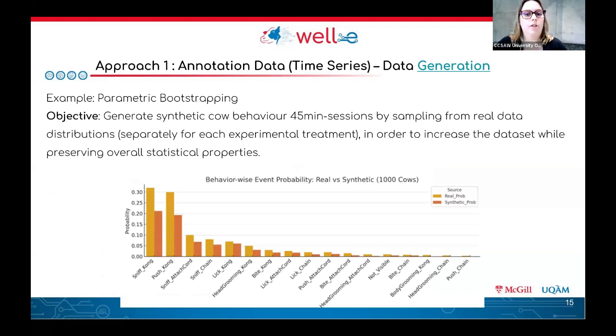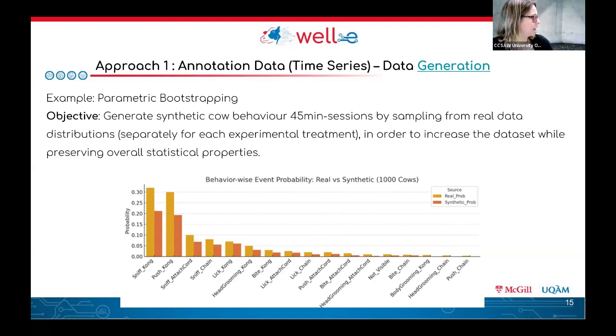The first approach is data generation based on the annotation data, so as time series. We tried the parametric bootstrapping method. The idea is to generate synthetic cow behavior 45-minute sessions by sampling from the real data distribution. We will use the two experimental treatments separately in order to increase the data set while preserving overall statistical properties. It's like putting all the behaviors and the probability of occurrences in a hat and just throwing randomly the behaviors to create a new synthetic cow.